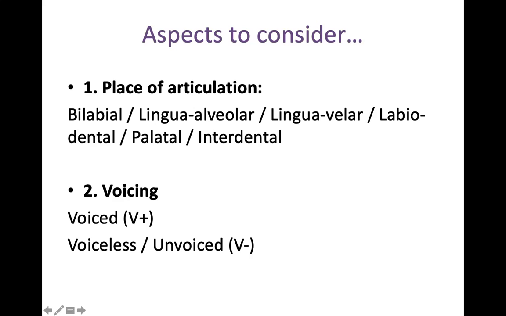And aspect number 2, which is very important, is voicing. When we talk about voicing, we talk about voiced sounds and voiceless or unvoiced sounds. Voiced sounds are sounds with vibration. It means that you're going to feel your vocal cords moving, like dancing, when you produce those specific sounds. So that's what voiced sound means.